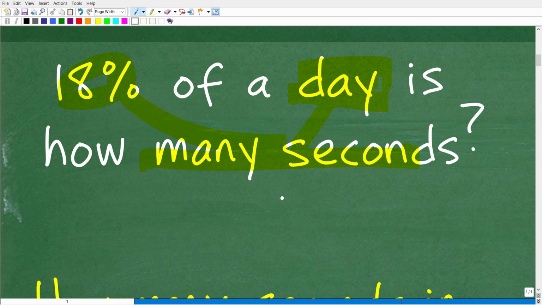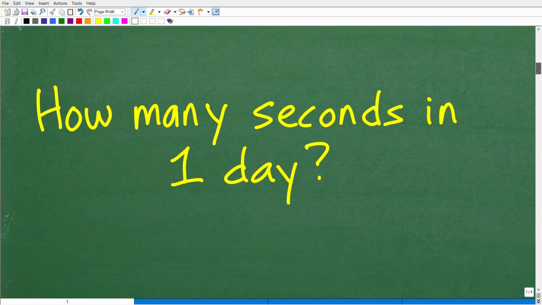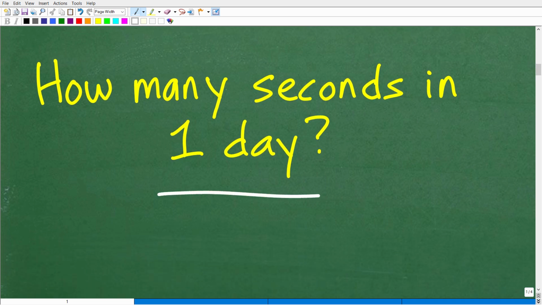And before you start doing any math problem, you kind of want to think about the different approaches available to you and try to take the one that makes the most sense to you, right? Okay, so what we need to do here, matter of fact, I'm gonna take this approach, is I'm gonna figure out how many seconds are in one day and then we'll find 18% of that number. So the question now becomes, how many seconds are in one day? I gotta answer this question before I can answer the overarching question. So how do we answer such a question?